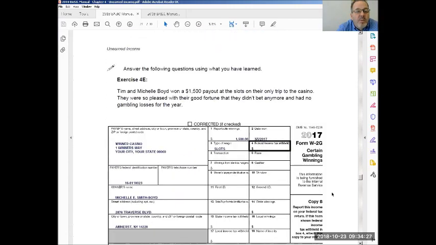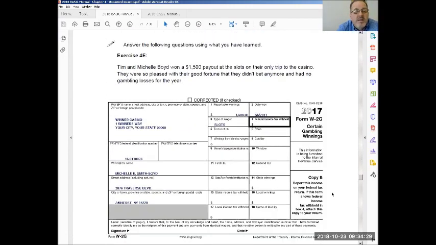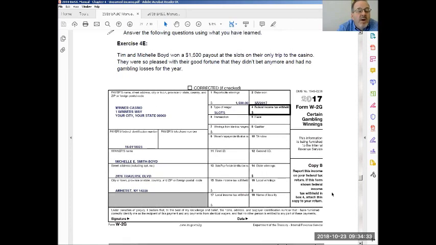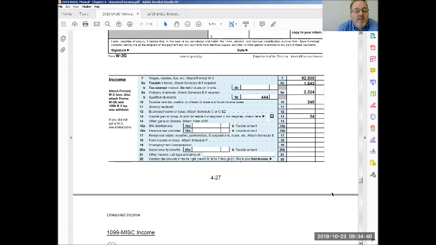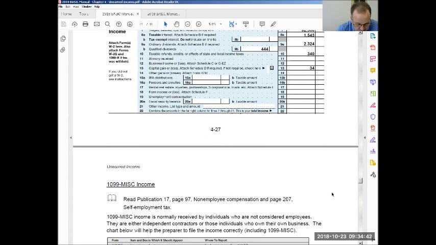And as we discovered when we put it in there, in this example, Michelle hit it big at the Winner's Casino, and she won $1,500 in slots. So we have to put that on there as income. And where does it go on the income?